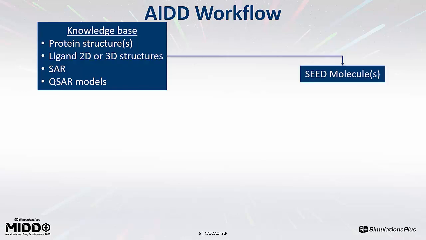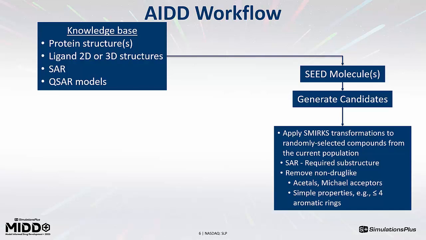The process starts out with selection of a seed molecule. Typically, this would come from the knowledge base. From there, we generate candidates. Candidates are generated by applying SMIRKS transformations to randomly selected compounds from the current population. Each candidate that's generated must abide by the SAR requirements and must not match non-drug-like fragments.